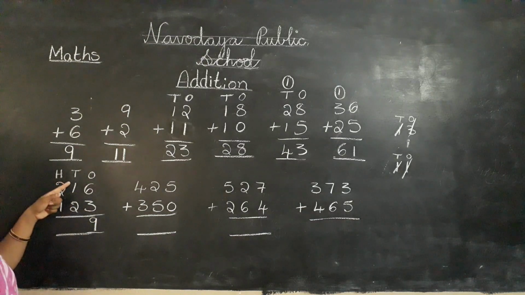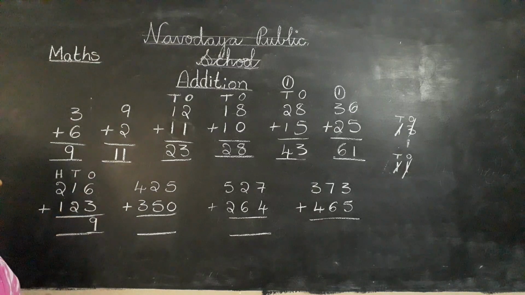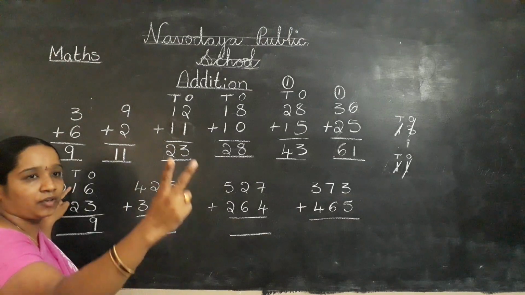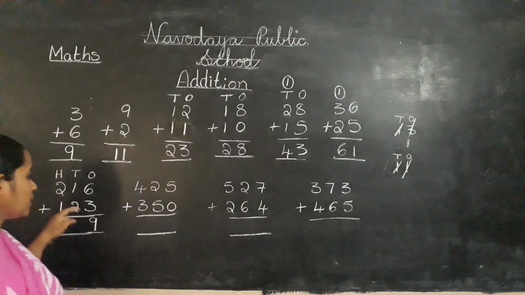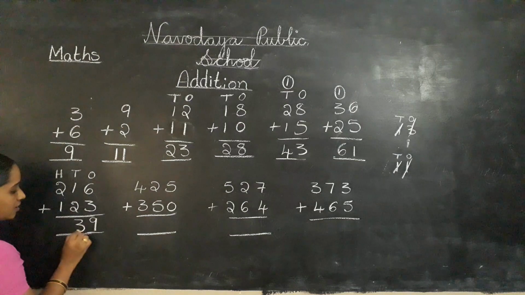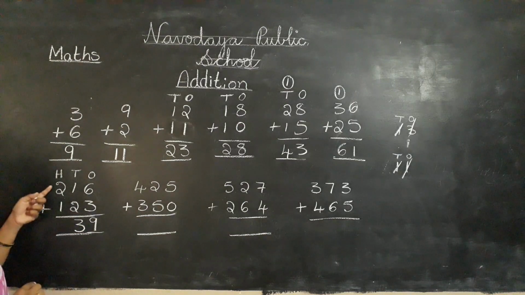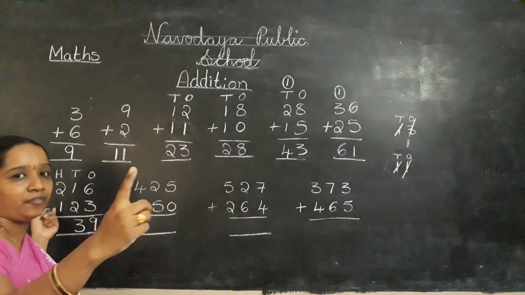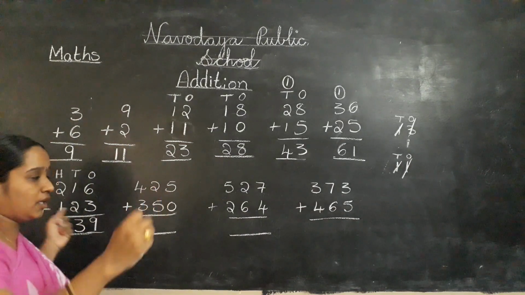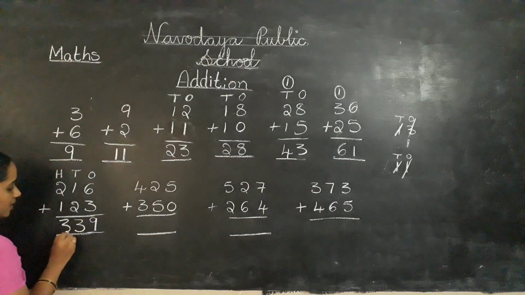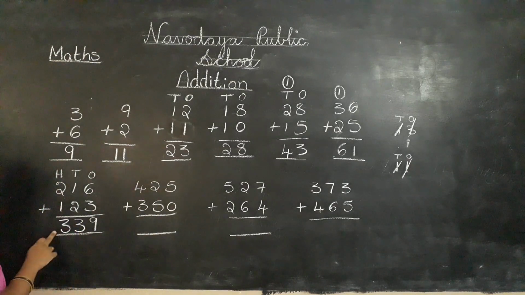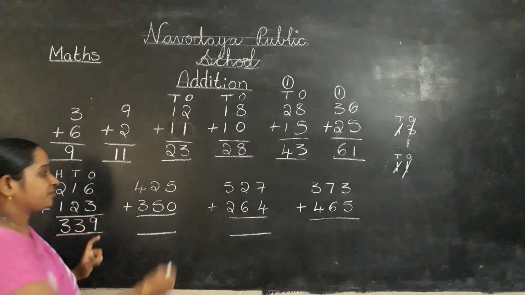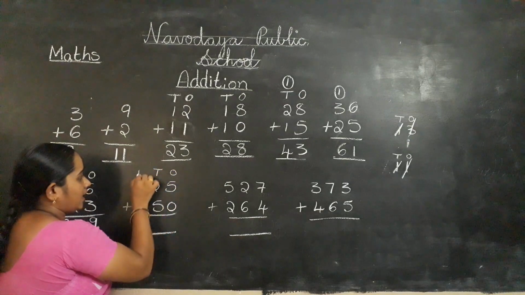Next, go to the tens place. 1 plus 2. Keep 1 in mind, take 2 fingers. Now count 1 after: 2, 3. 1 plus 2 is how much? 3. Next, hundreds place. 2 plus 1. Keep 2 in mind, take 1 finger. 2 after: 3. 2 plus 1 is 3. Now what is the sum? 339.